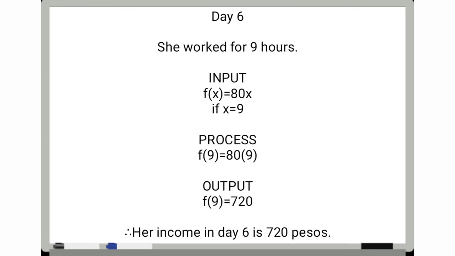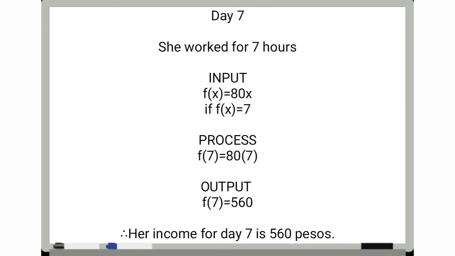In day 6, she worked for 9 hours. Our input is f of x equals 80x. If x is equal to 9, our process is f of 9 equals 80 times 9. Our output is f of 9 equals 80 times 9 equals 720. Therefore, her income for day 6 is 720 pesos.